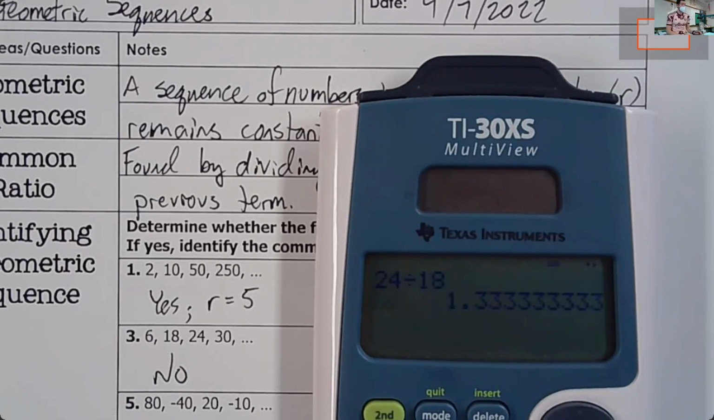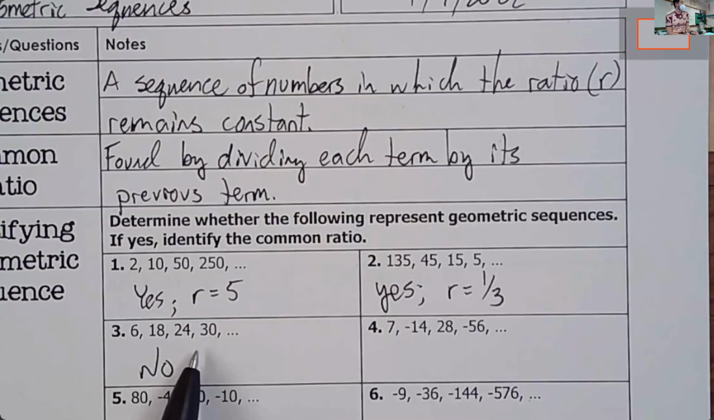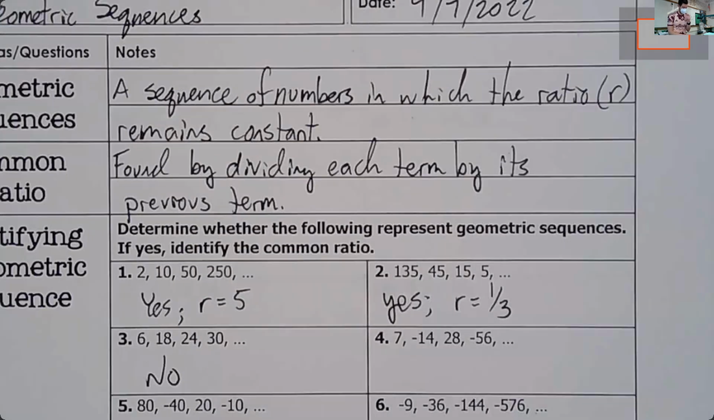1 1/3. So definitely not 3. And then 30 divided by 24 is 1.25. So there is no common ratio here. Every division of the number by the previous number gave us a different result. So the answer is no. This is not a geometric sequence. It's a sequence, but not a geometric one.